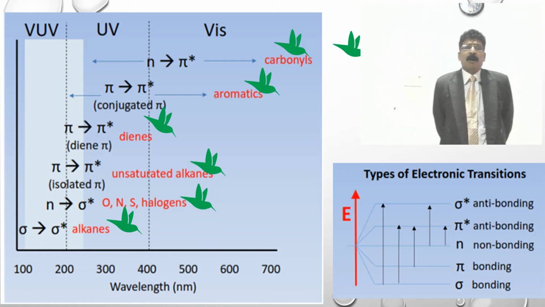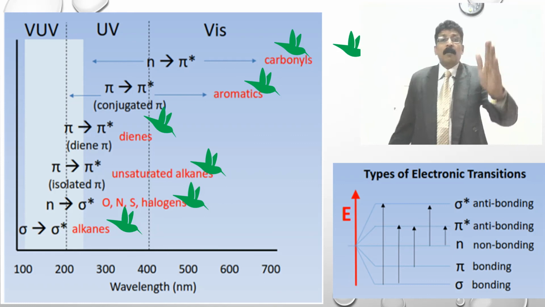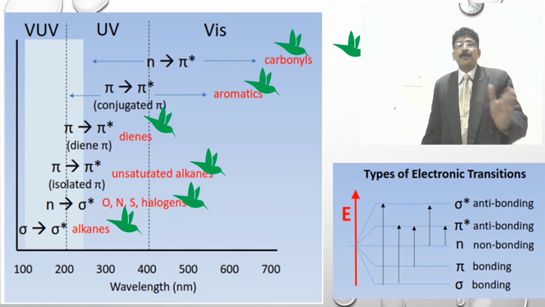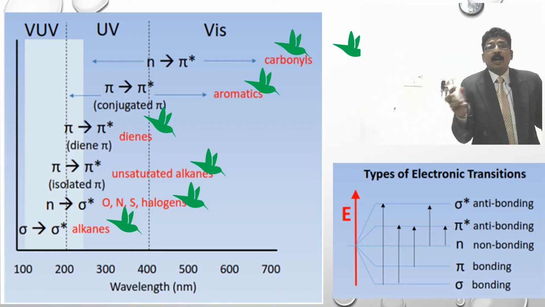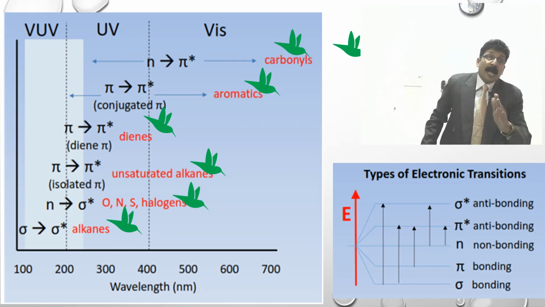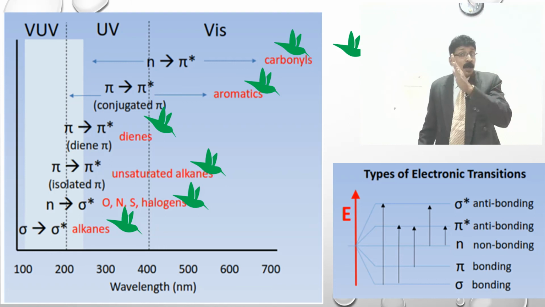You see the graph, it is shown that the x-axis is showing the wavelength. Just to know about the compounds, carbonyls are in the higher wavelength area, you see that. And coming back, slowly aromatics, slowly dienes, slowly unsaturated alkenes, slowly n, o, s and lower. That means stronger energy is needed. The wavelength comes slowly down. That's what you have to remember. Lower the wavelength, stronger the energy. Like that you can remember.